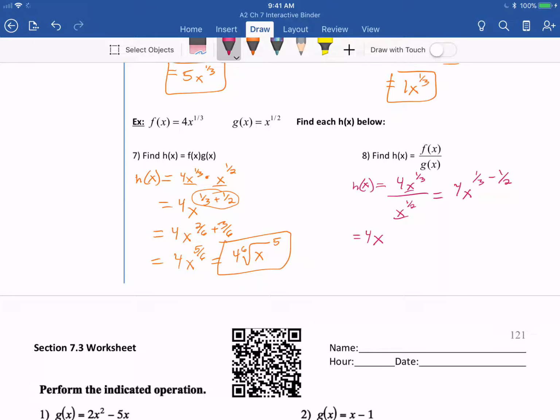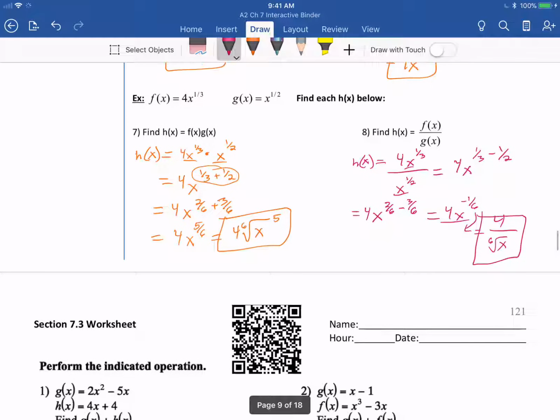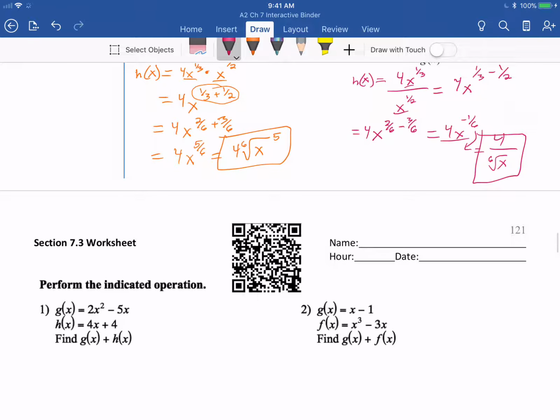So I have 4x to the 2/6 minus 3/6, and 2 minus 3 is going to be negative 1/6. So I have 4x to the negative 1/6. Bring that guy into the basement to make him happy, right? So I have 4 on the top, and then the 6th root of x on the bottom, because x to the 1/6 just becomes the 6th root of x. All right, perfect. So that one's kind of using some of those properties of exponents there in 7.3.